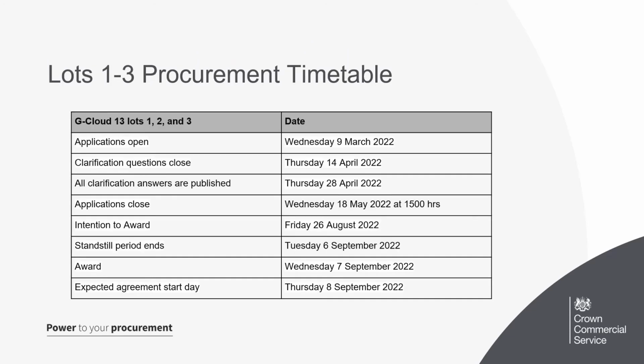The contract notice for G-Cloud 13, lots 1 to 3, will be published on March the 8th, and the application process will open the following day on March the 9th. There will then be a 5-week period for you to raise any questions you have seeking clarity on the procurement. You can do this via the digital marketplace, and we will be responding to them regularly.